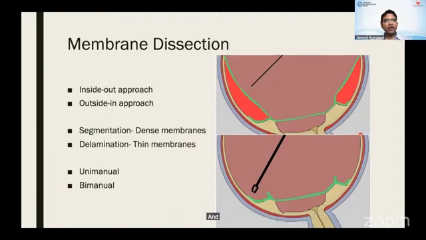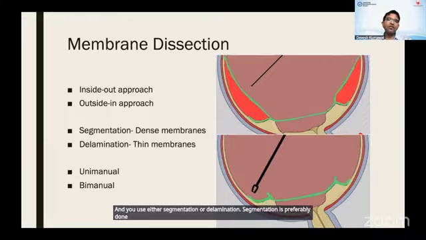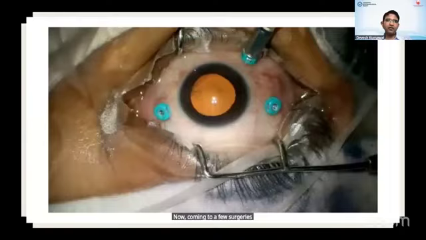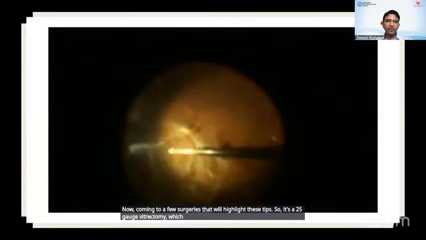And you use either segmentation or delamination. Segmentation is preferably done for denser membranes, and thin friable membranes could easily be delaminated. And all these maneuvers can either be done unimanually or bimanually using a chandelier illumination. Now, coming to a few surgeries that will highlight these tips. So it's a 25 gauge vitrectomy which is done here.